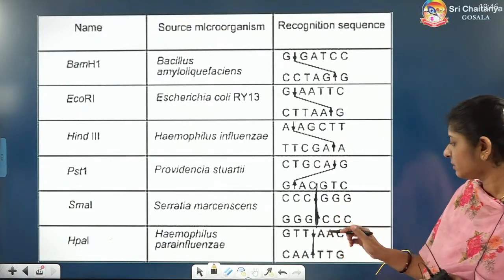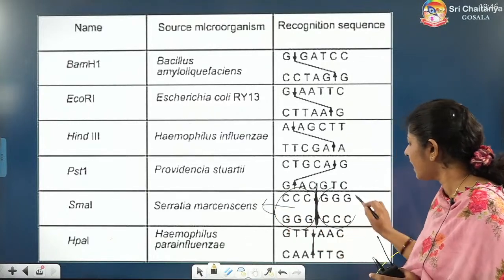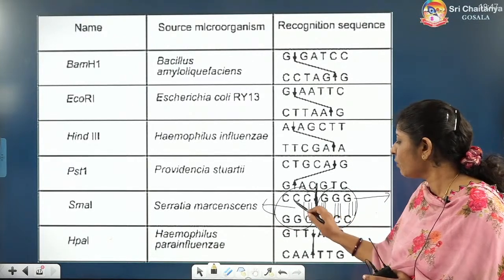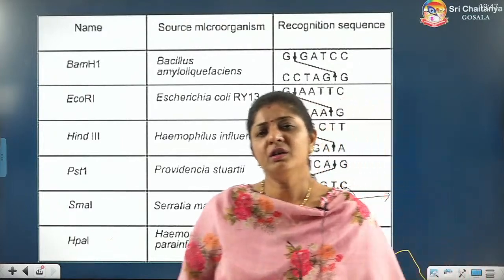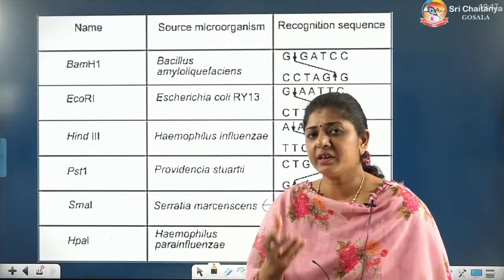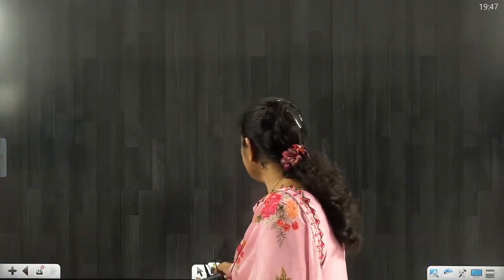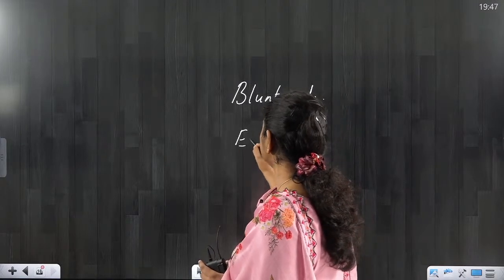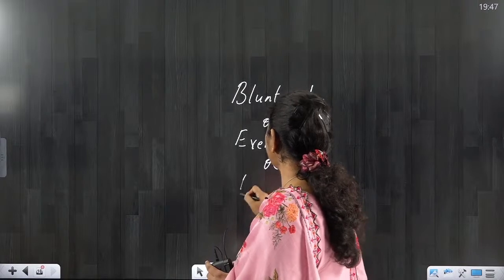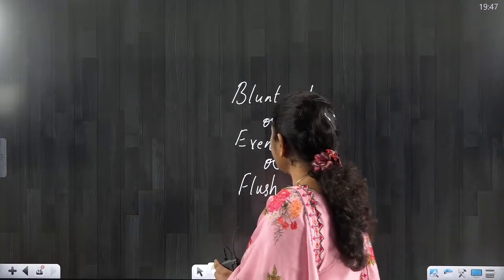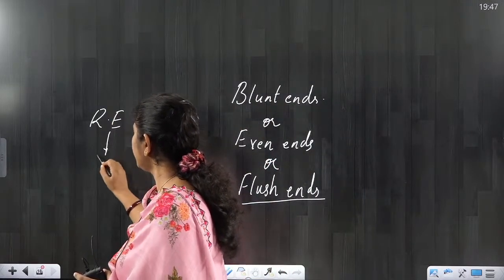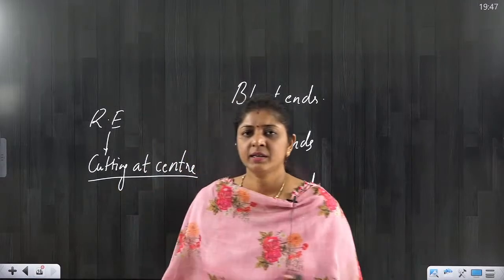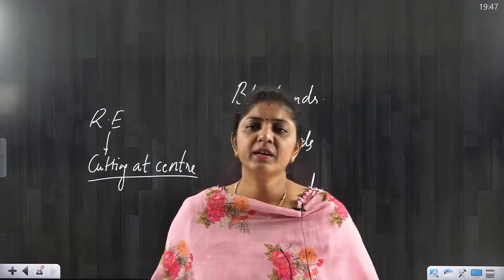If it is cutting from the center, can I say this part will go together and this part goes separate? All the separated parts are going to be bonded. There is no unbonded base pair. There is no unpaired nucleotide. Such ends you call blunt ends, or even ends, or flush ends. These are the names if the restriction enzyme is cutting at the center, which is very rare, but mostly they cut away from the center of the palindromic sequence, right?